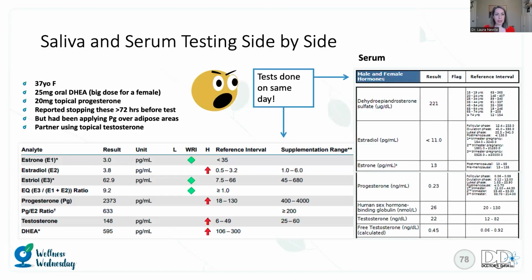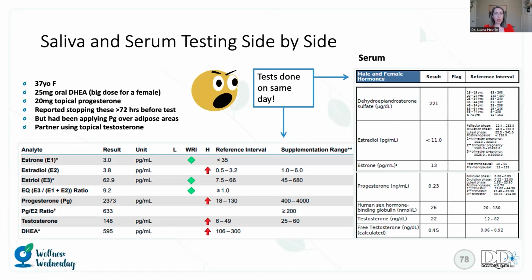This is just an example of serum and saliva side-by-side testing and how it can look so different. So this was a 37-year-old female with a total hysterectomy. We tested in serum and saliva on the same day. She had recently used oral DHEA and topical progesterone. And you can see that reflected in the saliva results, but the serum levels don't look like she's supplementing, right?